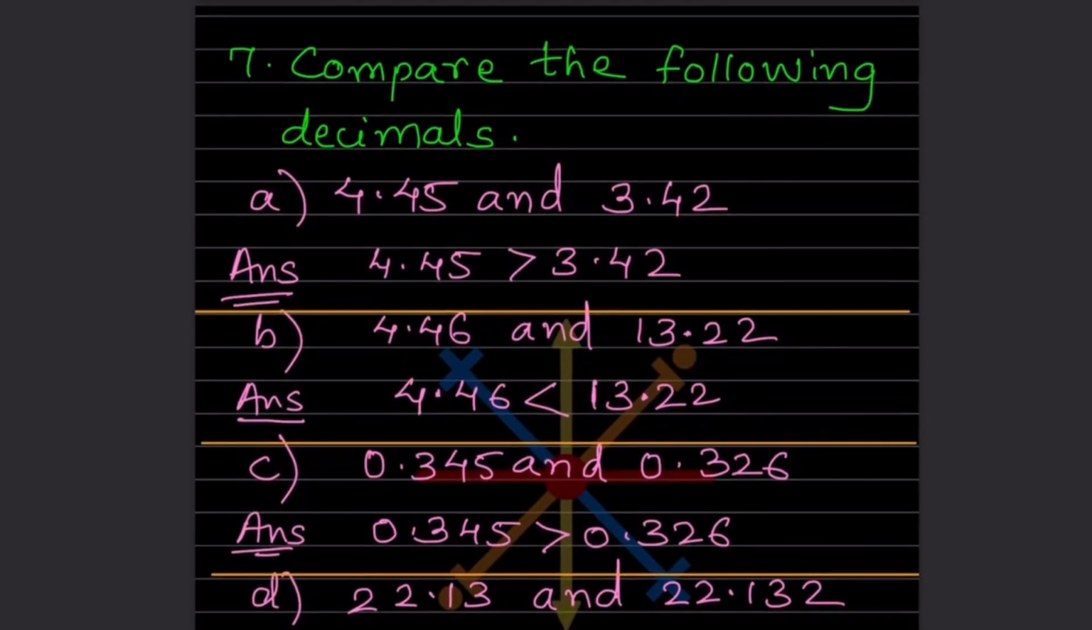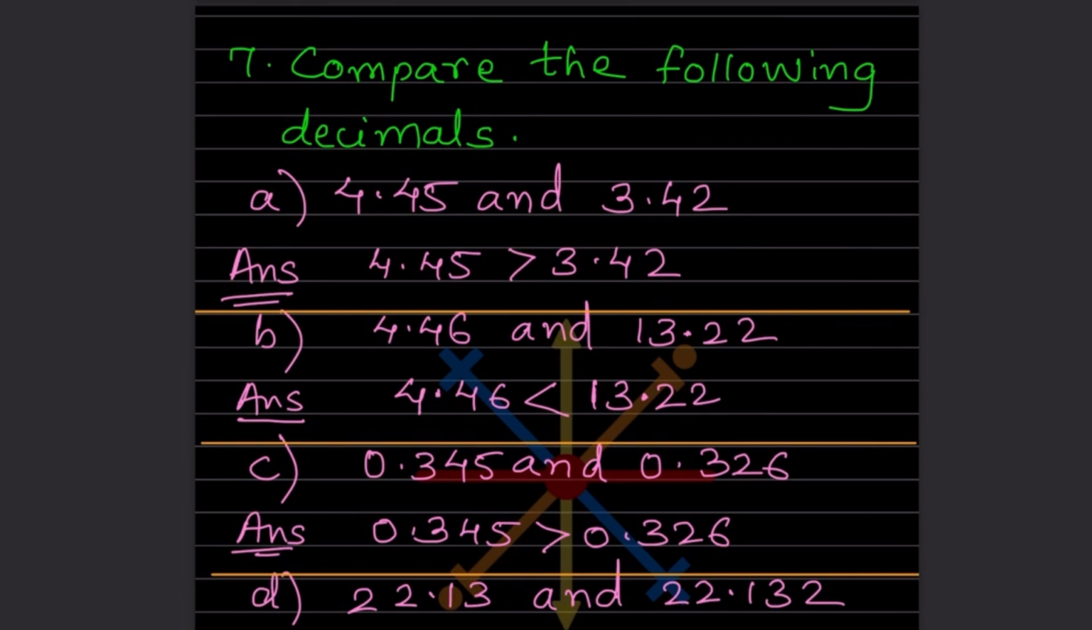Compare the following decimals, 4.45 and 3.42. Of course you know you have to look at the whole number first. The whole number here is 4 and here it is 3. So definitely 4 is greater than 3, so you don't have to look at the decimal. Always open the mouth towards the bigger number. This is the crocodile's mouth, we can say it always opens towards the bigger number.